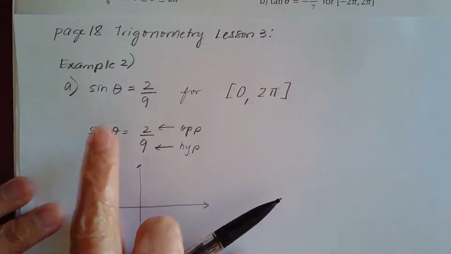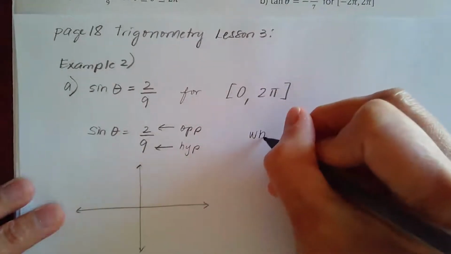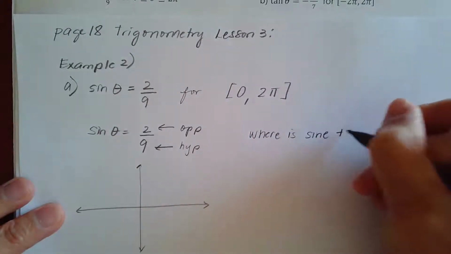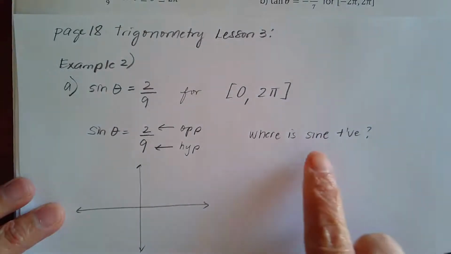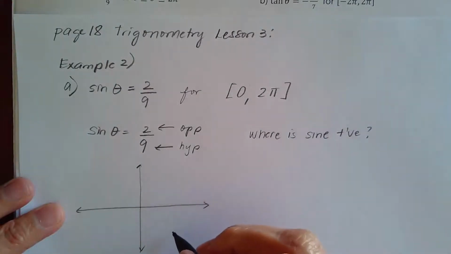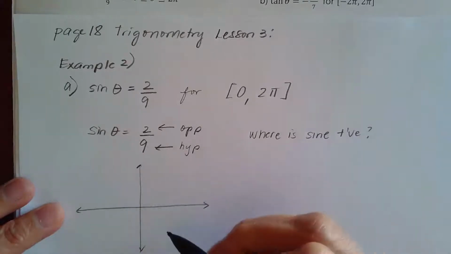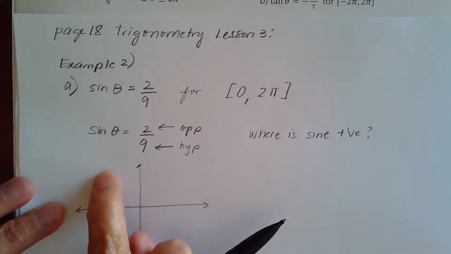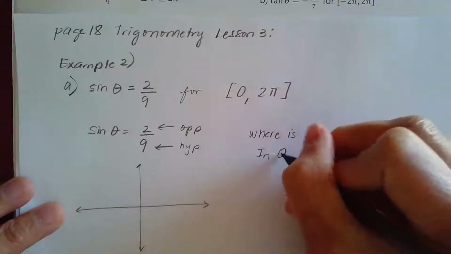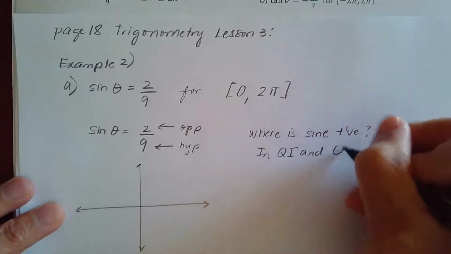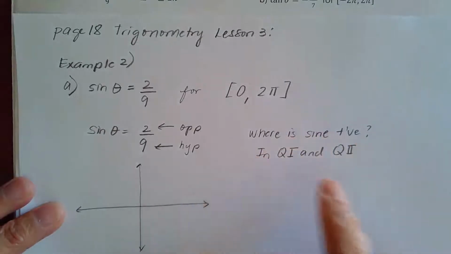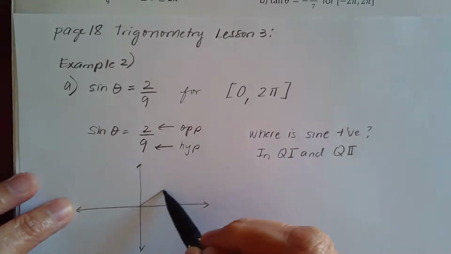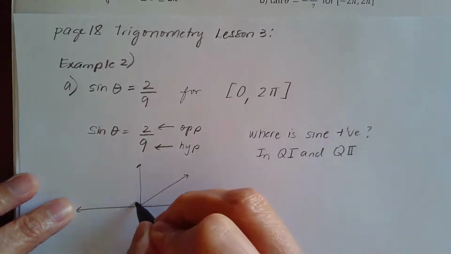Because sine is positive, we have to ask ourselves which quadrant is sine positive in. Well, if we use the CAST acronym, sine is positive in quadrant 1 and quadrant 2. So in quadrant 1 and quadrant 2. This is important because we need to find all possible solutions. So where is sine positive? Right here, and it could be right here.